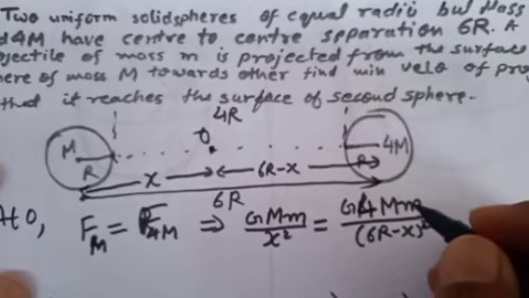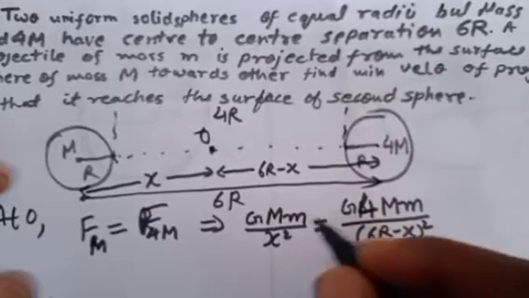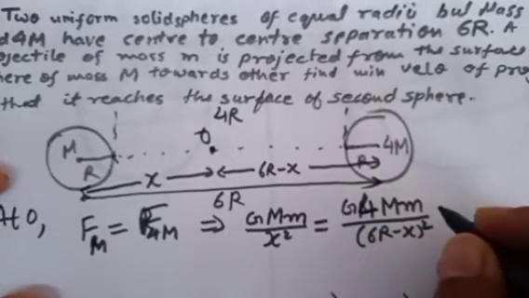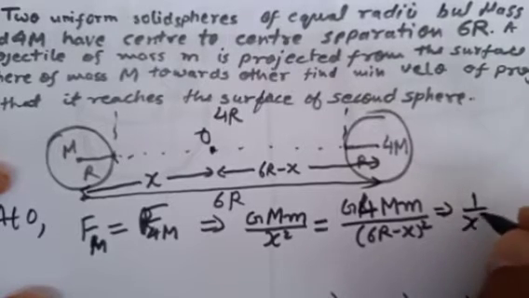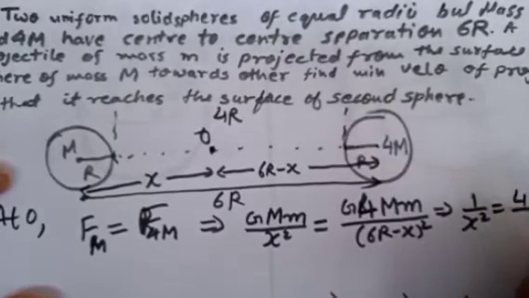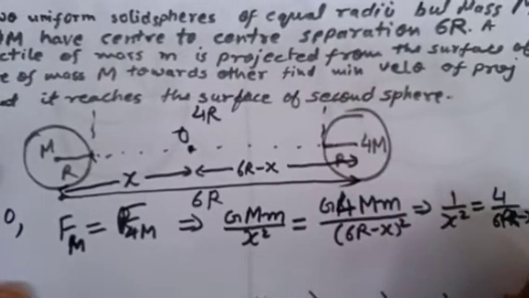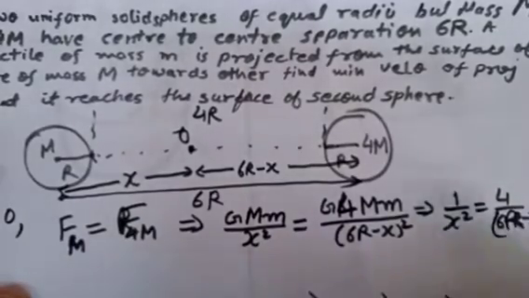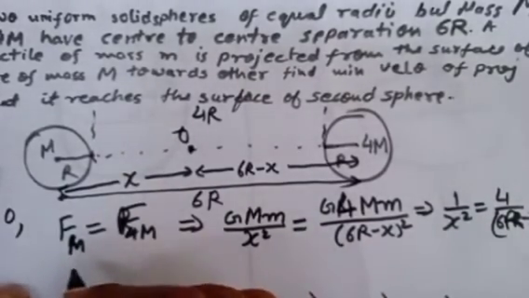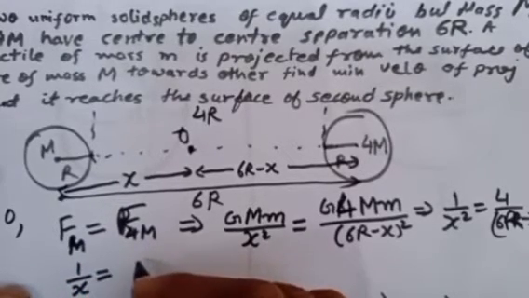M will get cancelled. All the m's will get cancelled, all the g's will get cancelled, so we will get 1 upon x square equal to 4 upon (6r minus x) whole square. We'll take a root of it. That is why they have given a set value. Otherwise such types of problems are very problematic.